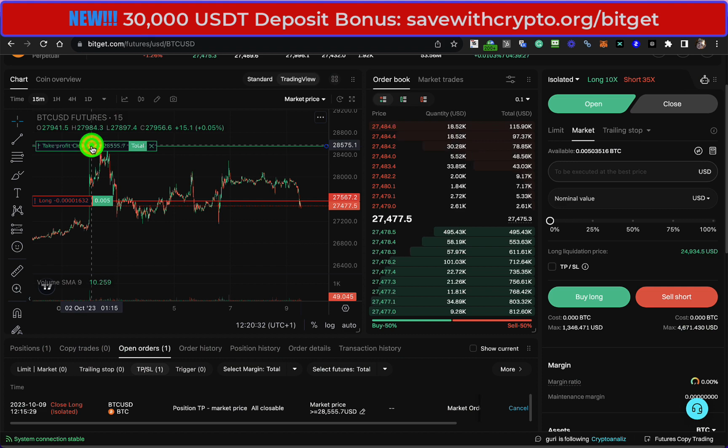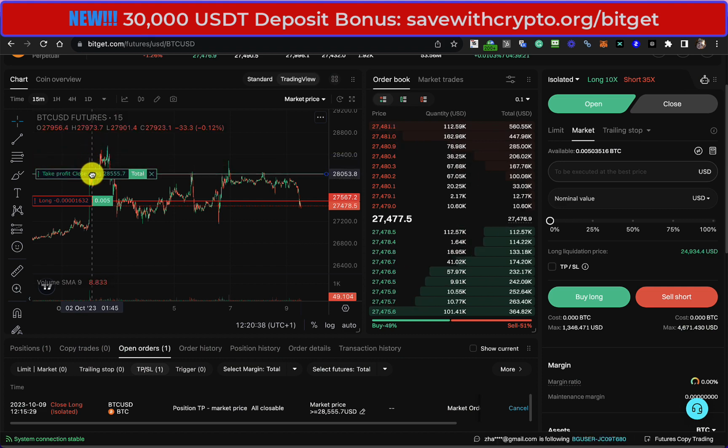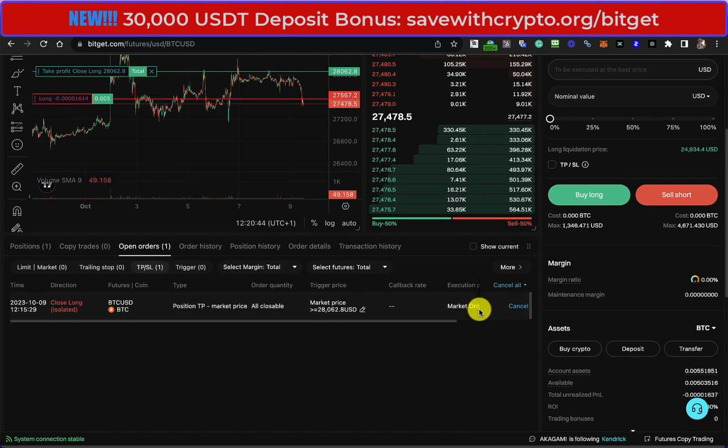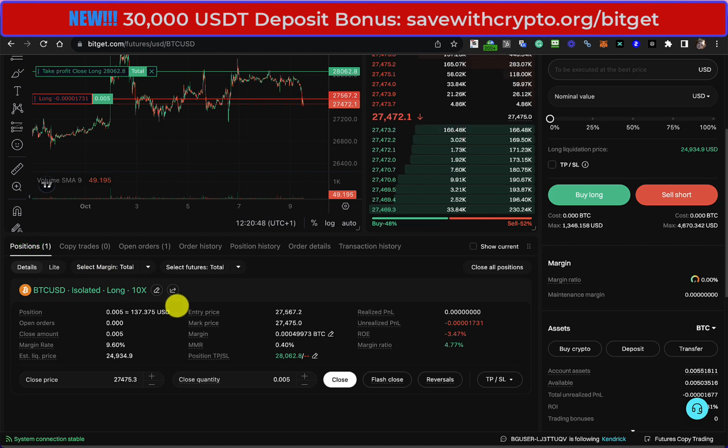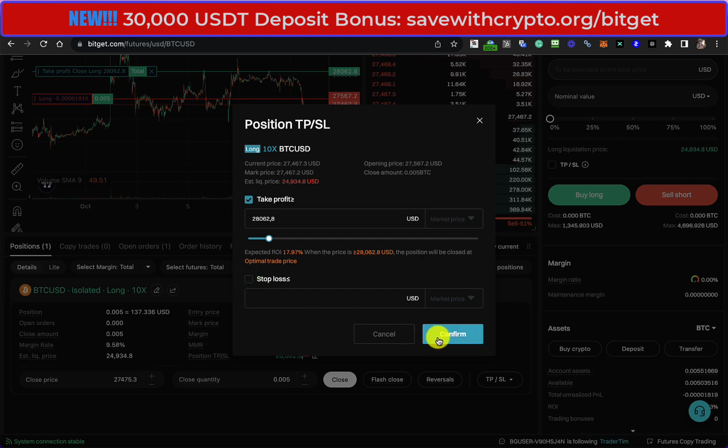So I think with this one, I'm going to put it back at something like 28,000, somewhere like that. If you want to check the percentage profit it's going to make, you can go to positions here, click that, and that will show you that you're going to make 17%. Okay. Now, one thing that's quite annoying about Bitget is when you bring up this dialog here, if you haven't got a stop loss entry in there, it won't let you close this box unless you untick that.